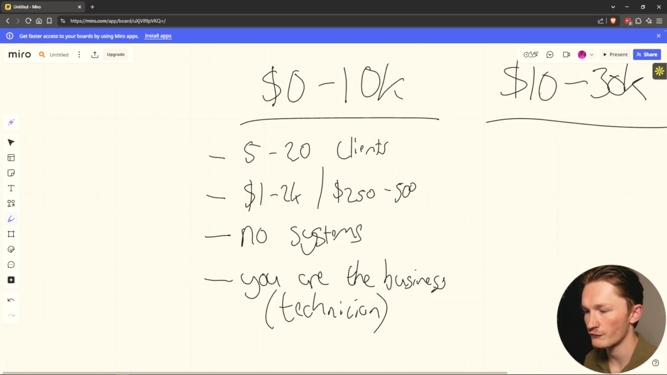And so they're not focused on revenues and quarters and systems and processes and pipelines and sales systems and marketing. They're focused on just their clients and what they do for a living. And that's typically why they get stuck at this level.